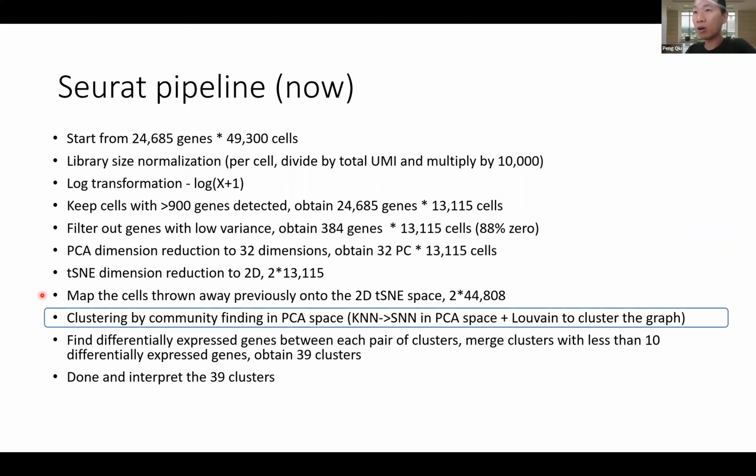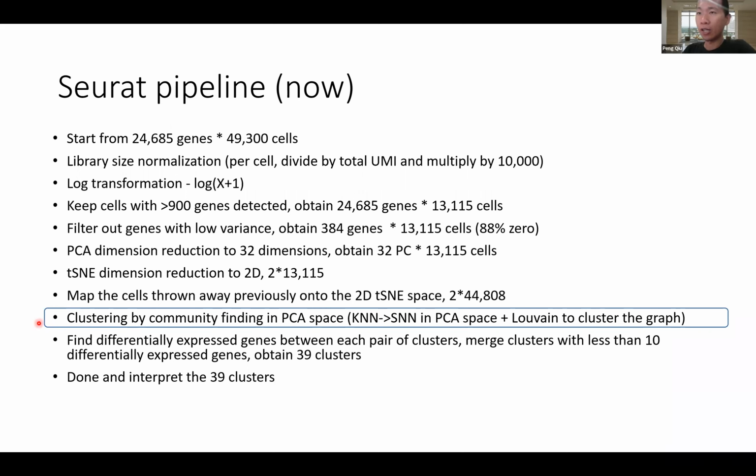And in parallel, people would use either t-SNE or UMAP to generate a visualization. Generating the 2D visualization and defining the cell clusters, these two are done in parallel, one by UMAP or t-SNE and the other by community finding. And later, the clustering results are projected onto the UMAP or t-SNE. Usually they agree with each other really well, but sometimes there are disagreements.